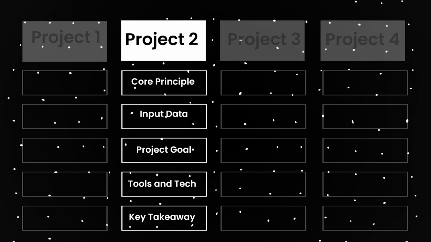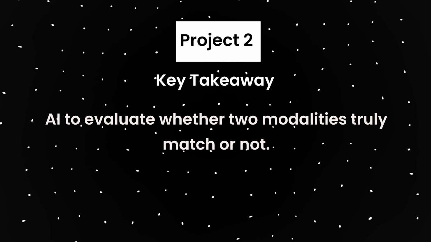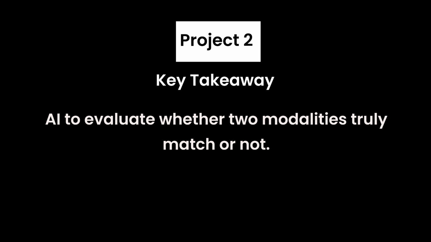The key takeaway from deep learning project number 2 is that it teaches AI to evaluate whether two modalities truly match or not. By the way, modality in this case means image and text.